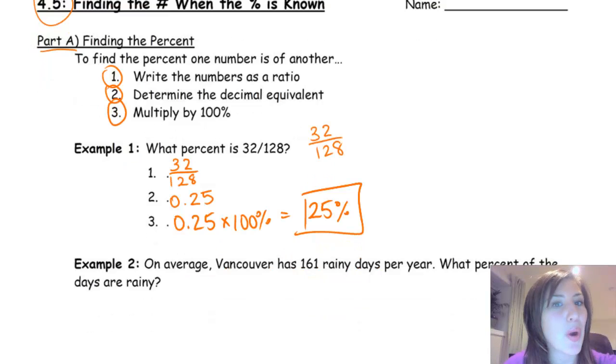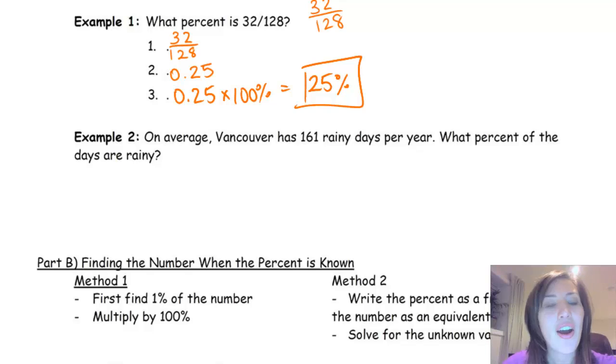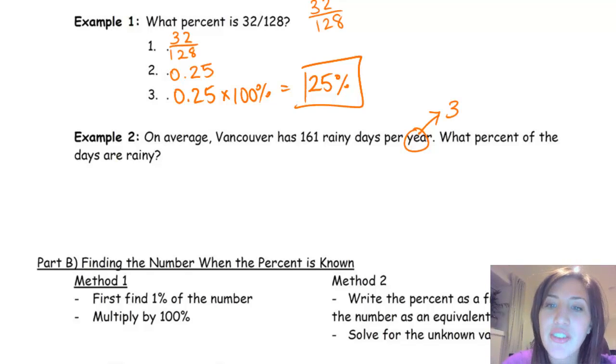Great, let's try a word example because they're always a little bit trickier. On average, Vancouver has 161 rainy days per year. What percent of the days are rainy? Well, the first thing is we see this word year here. How many days are in a year again? Oh yeah, 365 days are in a year.